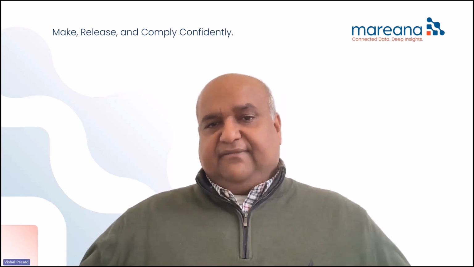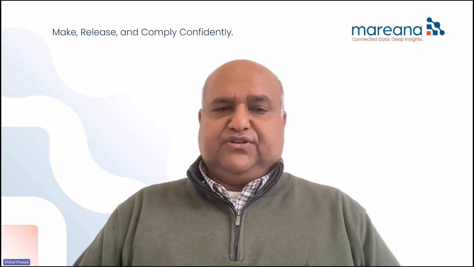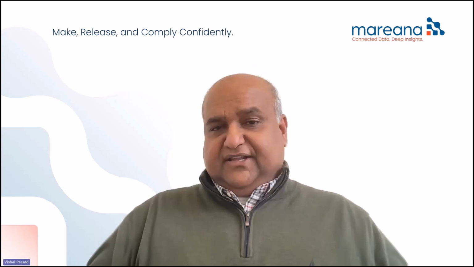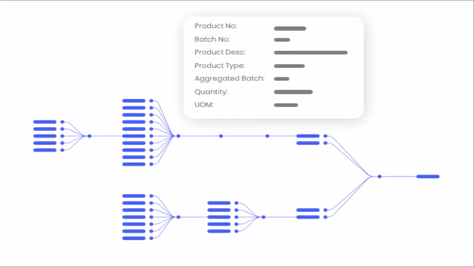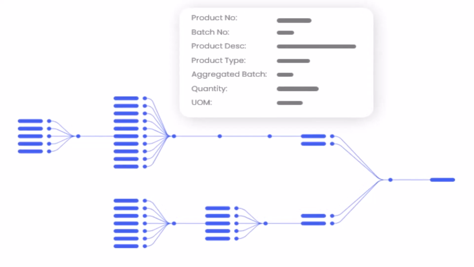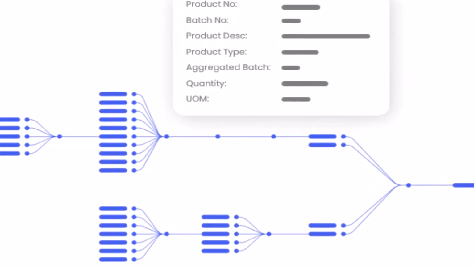This is the knowledge graph in pharma manufacturing. We call it a genealogy, which truly relates to how all the things are coming together in order to create the final finished product.